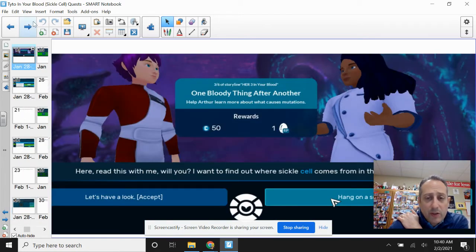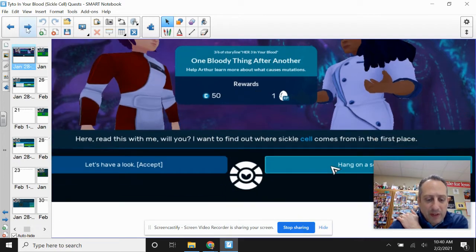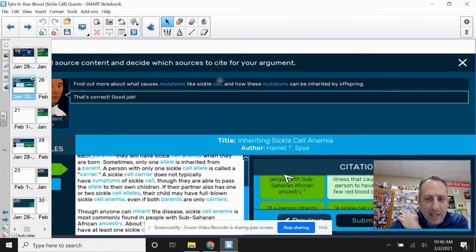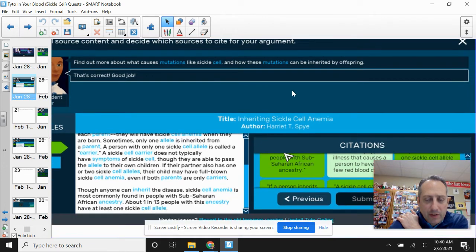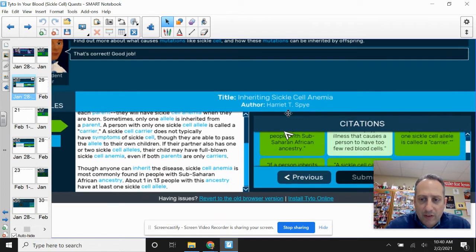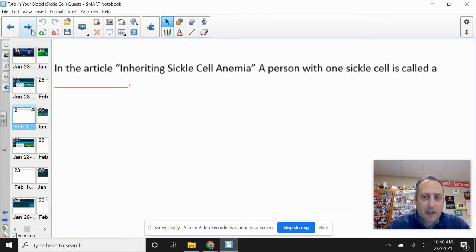Good. So then we go to the next storyline, one bloody thing after another. So where does the sickle cell come from in the first place? Oh, so this is question number 3 in the article Inheriting Sickle Cell Anemia. A person with one sickle cell allele is called, here it is right here, a carrier. They carry that gene even though they don't fully have the disease. They are carriers for it.